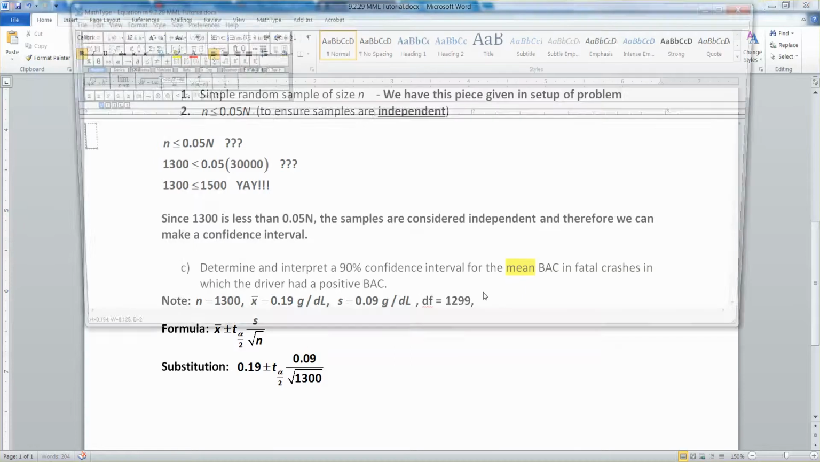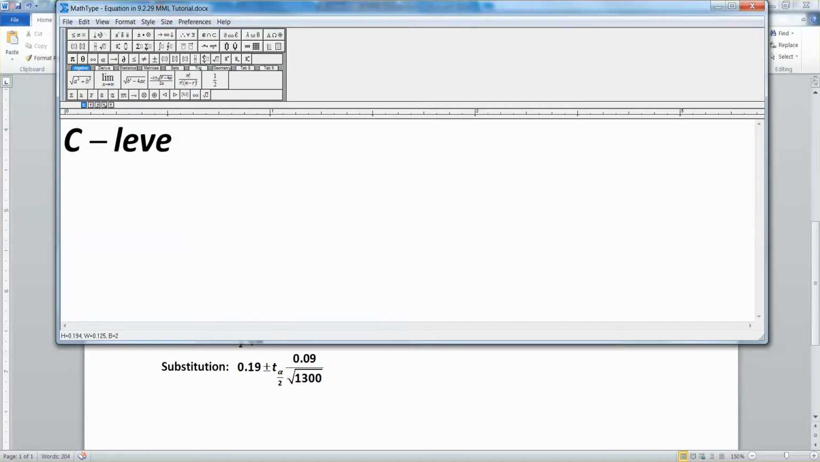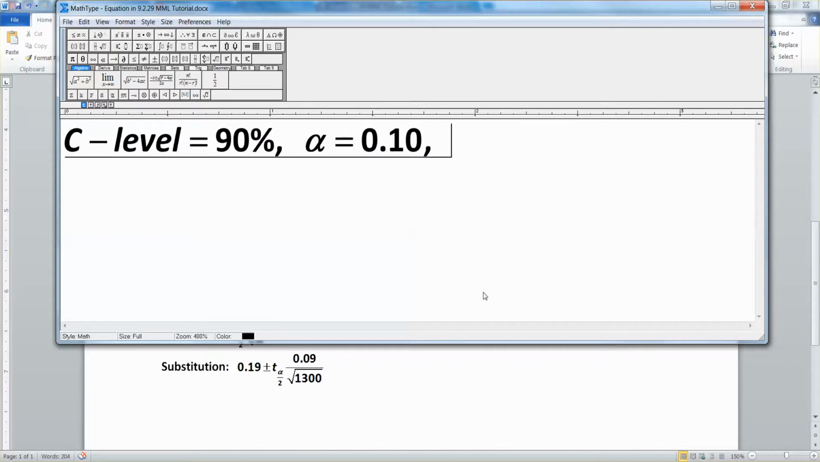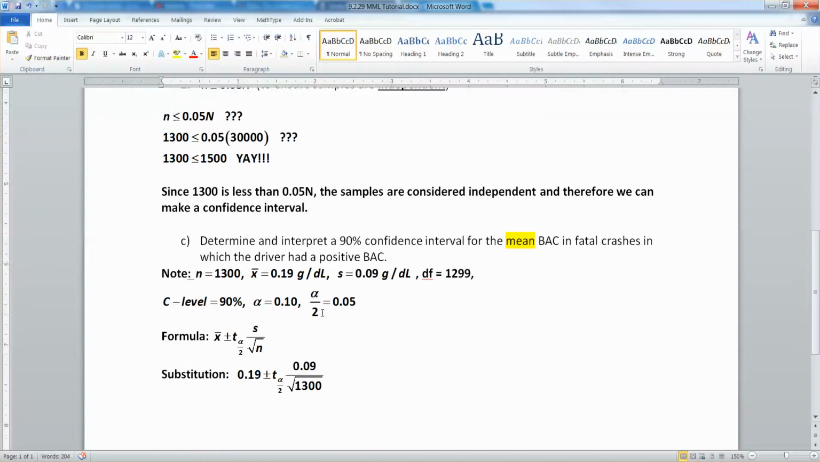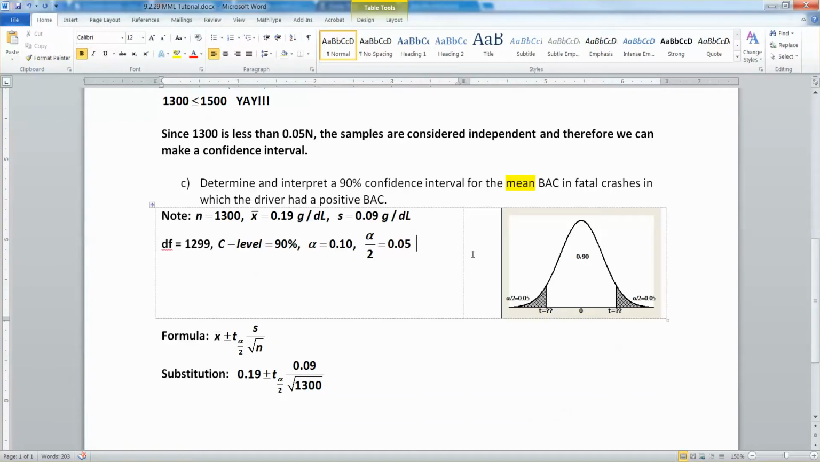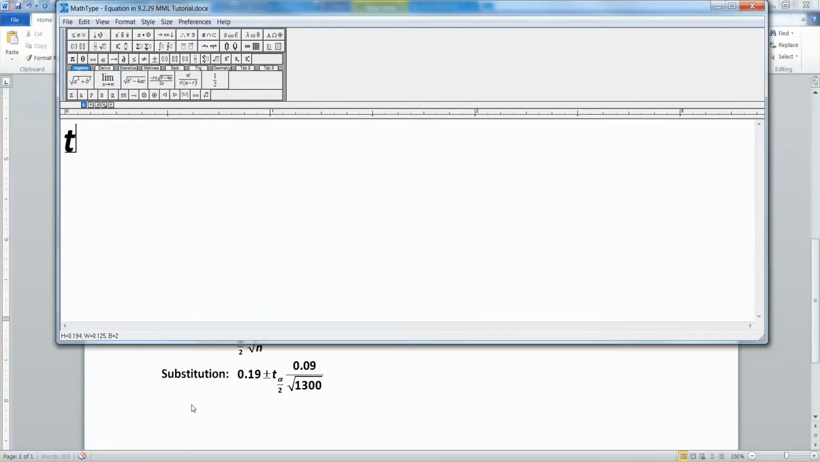And while I'm on the subject, let's figure out alpha. The confidence level is 90%, right? That means that alpha is 0.10. That means that alpha over 2 is 0.05, okay? There, and I just popped in a quick visual for you so you could see. So the center is 90%, then 0.05 is over here, 0.05 is over here. And that means that we're going to want the T alpha over 2, which would be T 0.05, comma 1299.